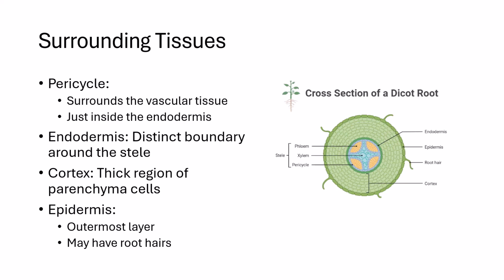Surrounding the vascular tissues is the pericycle, which sits just inside the endodermis. As you've seen before, the pericycle is where lateral roots originate, and the endodermis acts as a boundary that regulates movement into the vascular system. Outside the endodermis is the cortex, a thick region made mostly of parenchyma cells that takes up a large portion of the root. The epidermis forms the outermost layer and in living roots may produce root hairs to increase surface area for absorption.